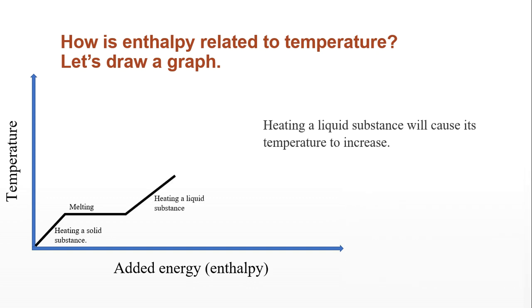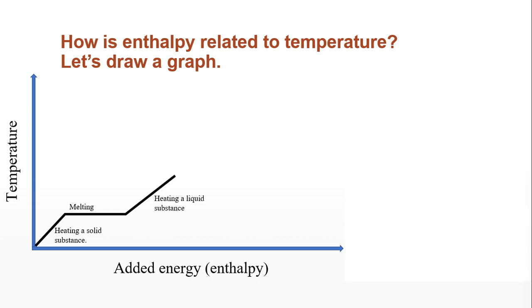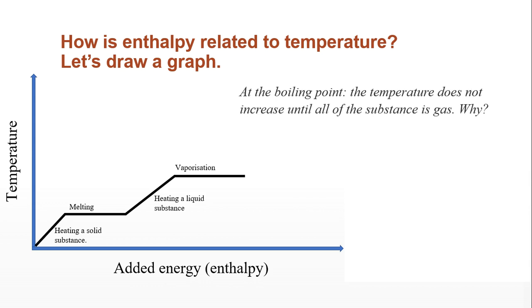When we have a liquid substance, let's think water. It could also be anything. It could be iron. But let's think water. It's easier to visualize something we encounter often in the liquid state. Adding energy to water in the liquid state will cause the temperature to increase until we reach the boiling point. During the boiling point, the temperature will not increase until all of the substance has turned into the gaseous state.